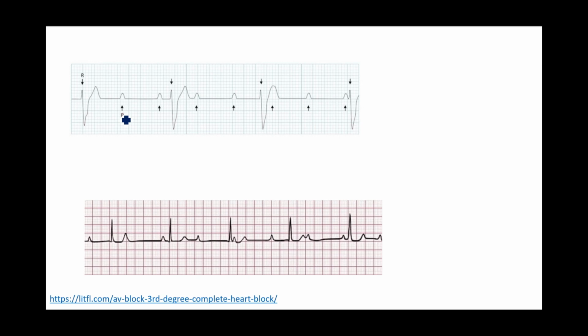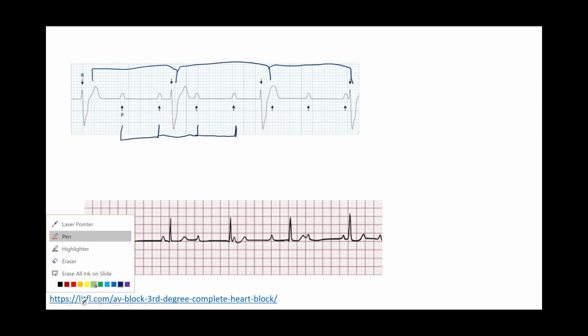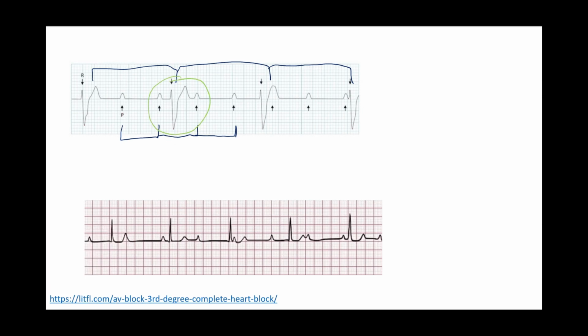Let's look at the top one first. We do have P waves, and the P waves are conducting at a given rate. We also have QRS complexes, and the QRS complexes are conducting at their own regular rate. There is no association with the P wave and the QRS. For example, this is not a PQRS complex right here. This P wave is not conducting down to form this QRS complex or depolarize this ventricle.